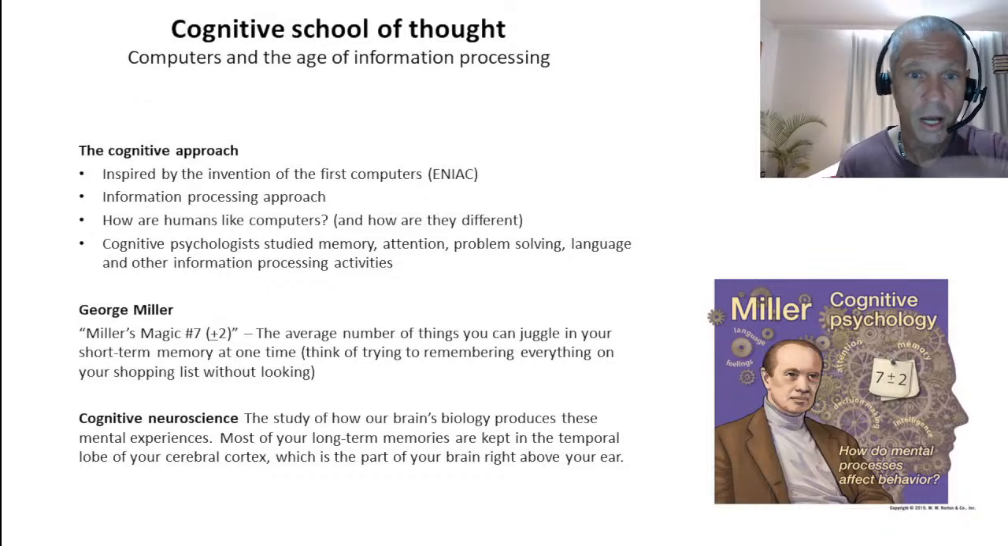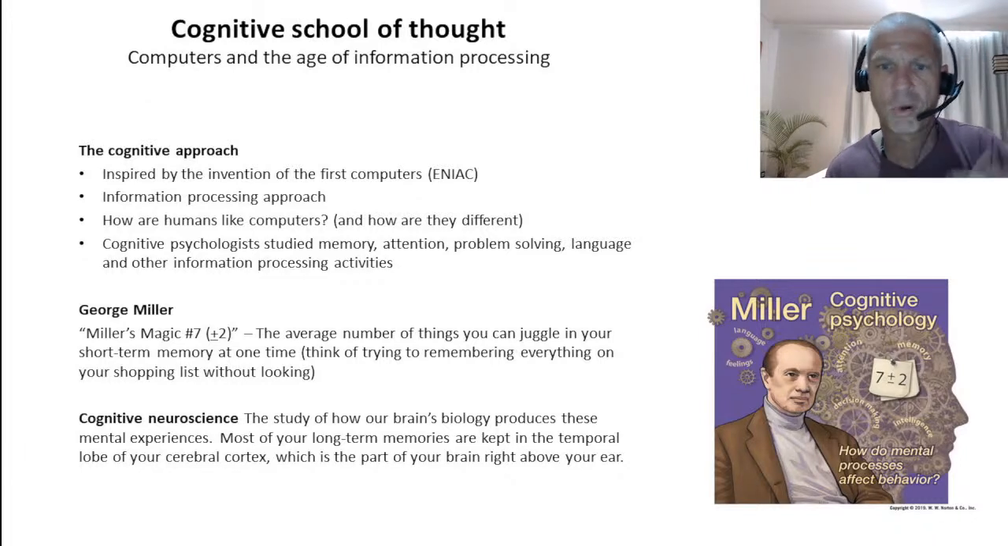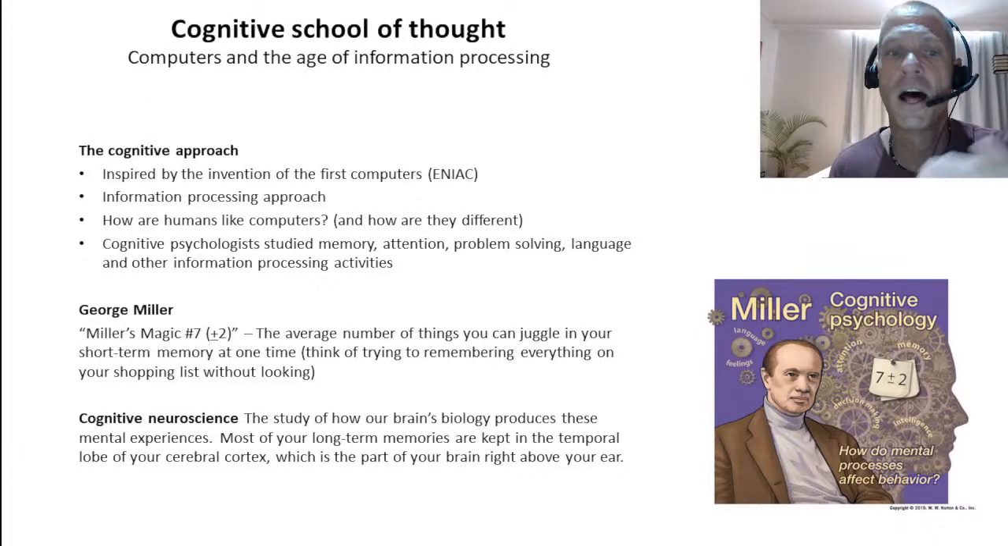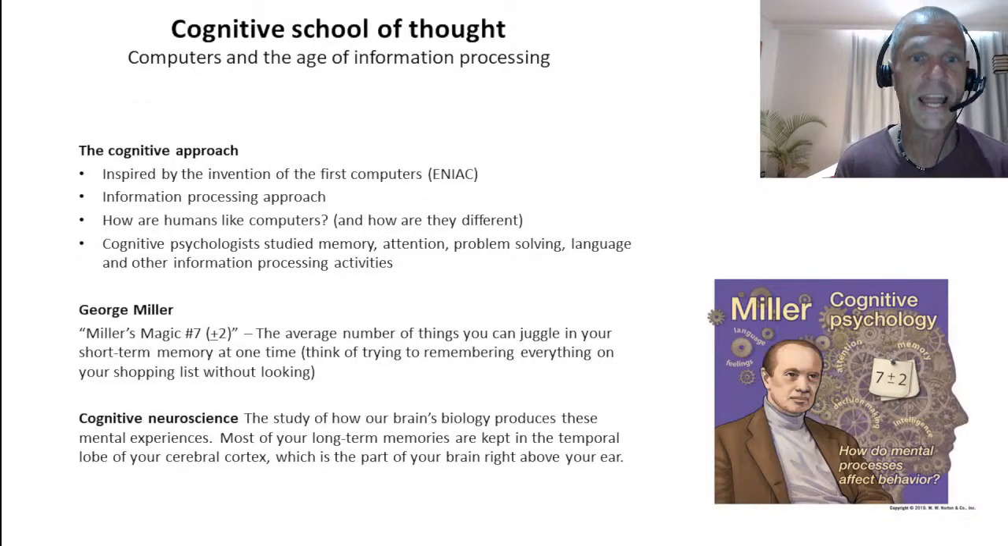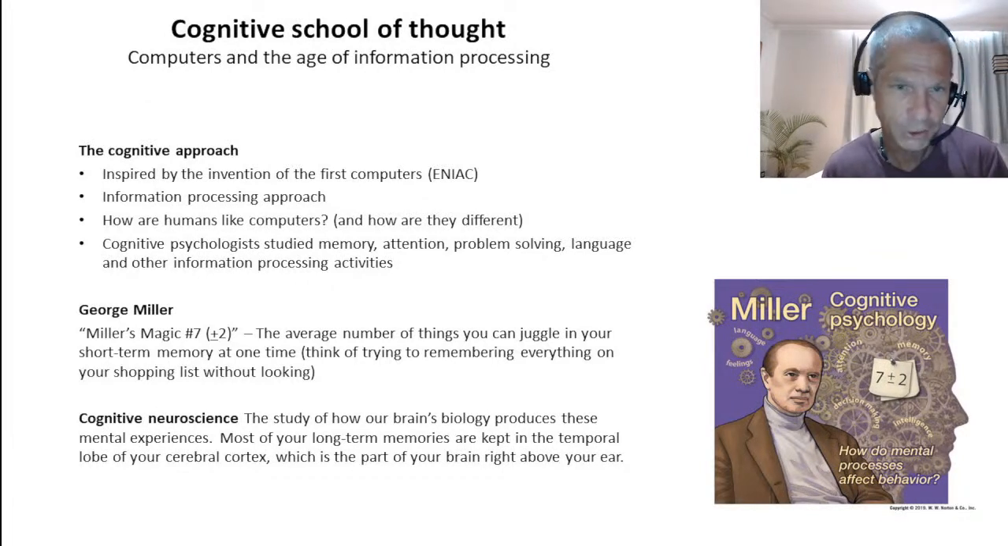They were asked the question, how are computers similar to or different to humans? How are they similar and how are they different? Cognitive psychologists study memory, attention, problem solving, language, and other information processing activities. These people ask the question, how do human beings focus and process information?